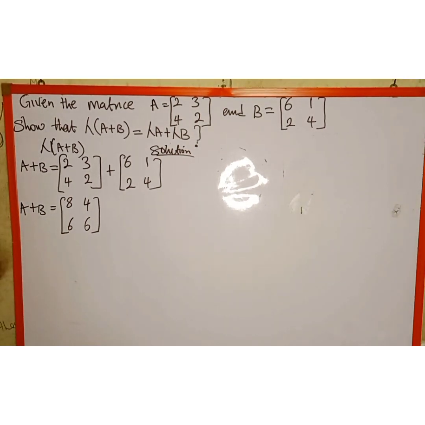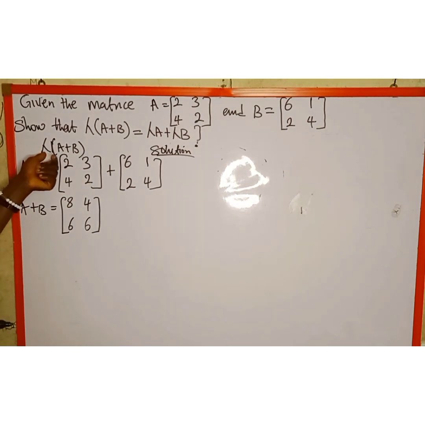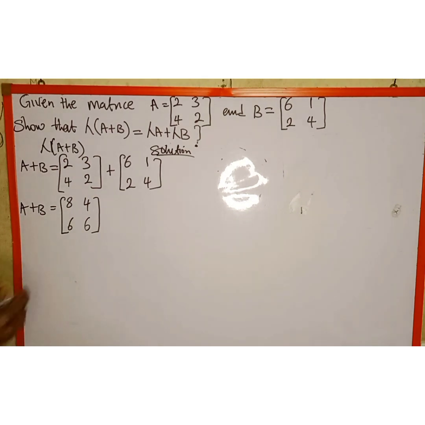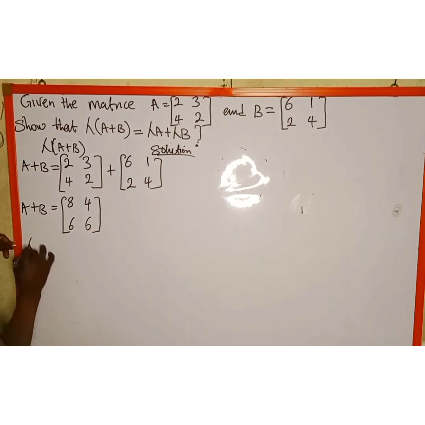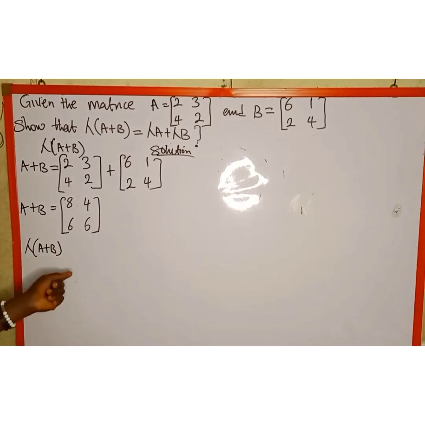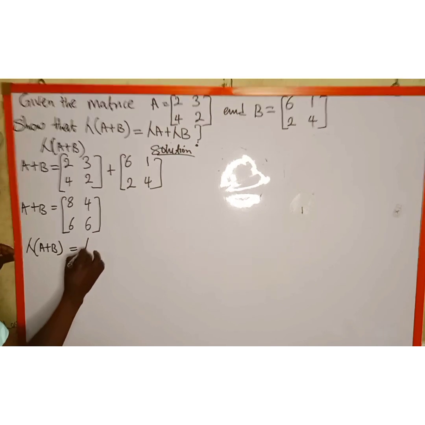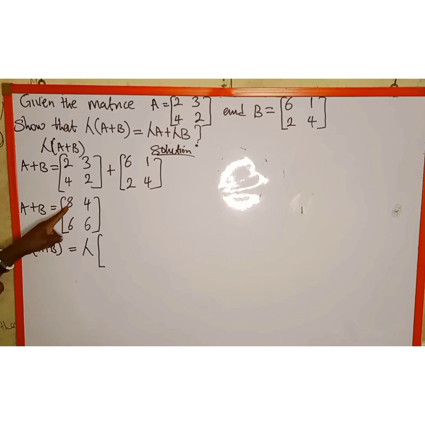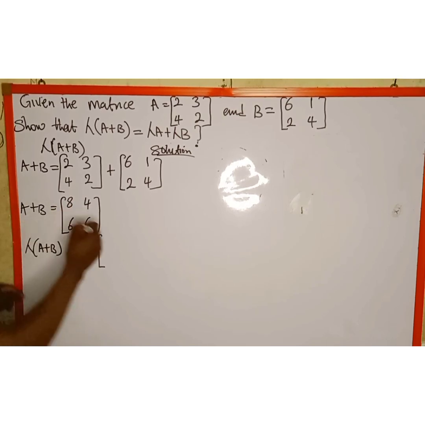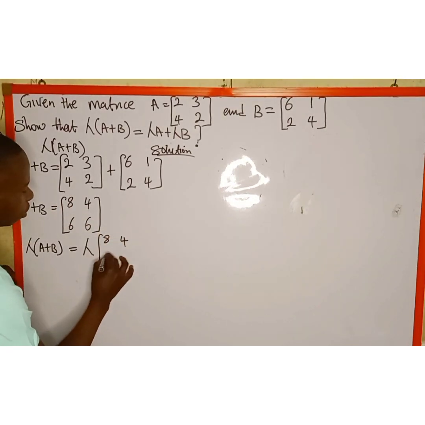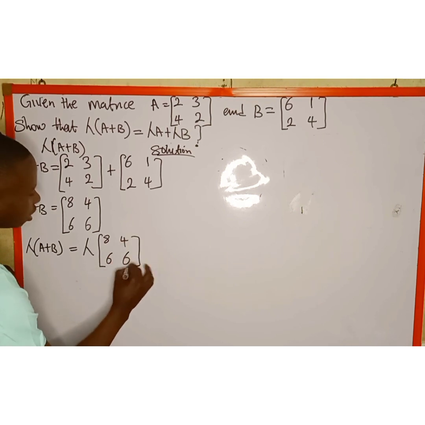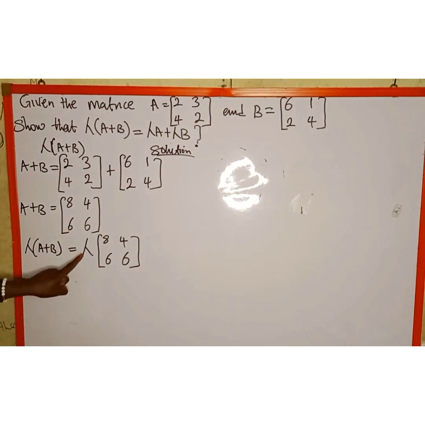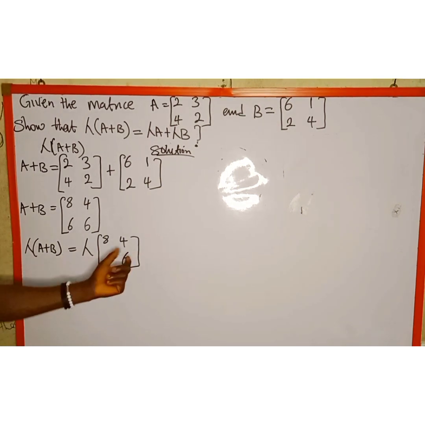Then we go back to our question, and the question is lambda multiplied by (A plus B). So we are going to get the value of lambda multiplied by (A plus B), and we have already gotten the elements of A plus B. So we have lambda multiplied by the elements of A plus B, which are 8, 4, 6, then 6. To get the multiplication, we are going to use lambda to multiply each element in this bracket.